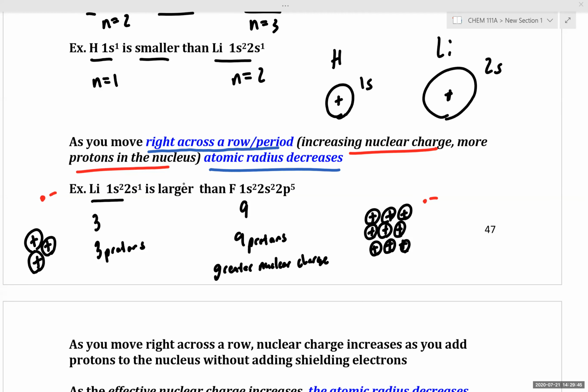You will have to compare 2 elements in the same group and 2 elements in the same row. Yeah, so you'd just be applying these rules and applying concepts associated with effective nuclear charge and other periodic trends that we've discussed to answer questions, just like we've done in these examples. Does that make sense?